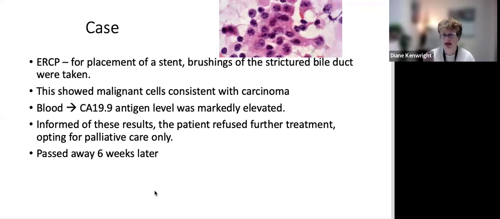This is where the cancer's obstructing the duct and they have a brush that they put down the endoscope and collect cells from it. So we can see malignant cells when they submit it to the cytology lab. Often there's a raised CA 19.9 antigen level in pancreatic carcinoma. There are some chemotherapy regimes for pancreatic carcinoma, but in this case, the patient declined them and passed away 6 weeks later.